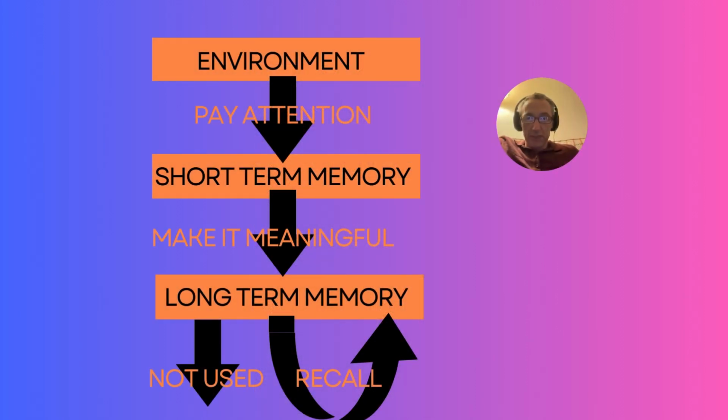So blurting fits into our model of how we learn things, that we pay attention, that we make it meaningful, and that we recall things. Blurting is, of course, a method of active recall. And like all active recalls, it's a bit of a two-edged sword. It's not a particularly comfortable thing to do.